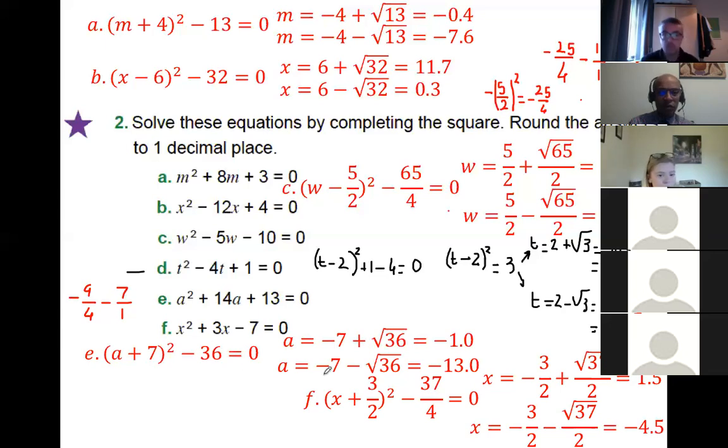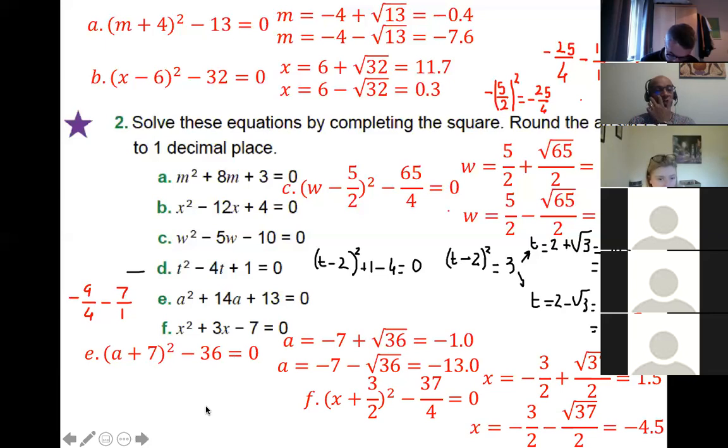I don't know why I got confused, because I was looking at 36. I just mixed the 36 with the 7. But yeah, this is the final answer. That was it for that set of completing the square. So yeah, there's a bit of gymnastics to do.